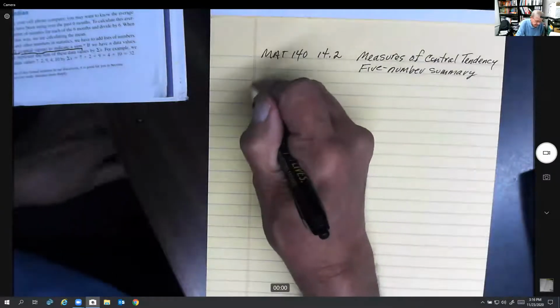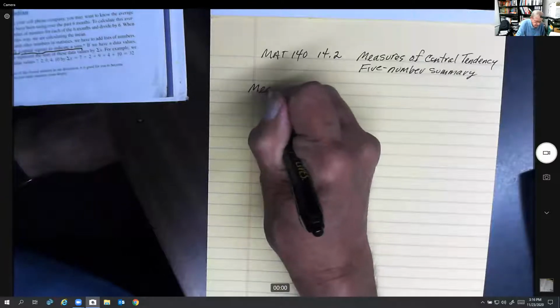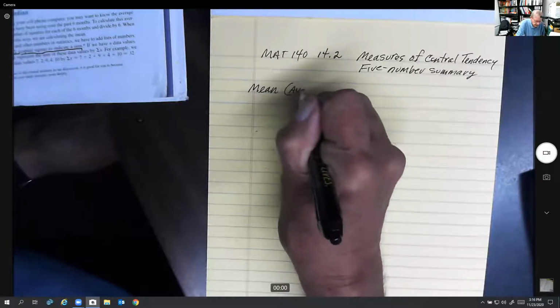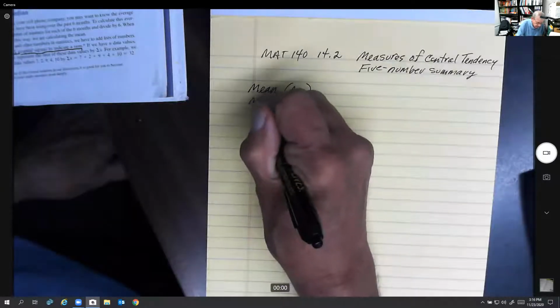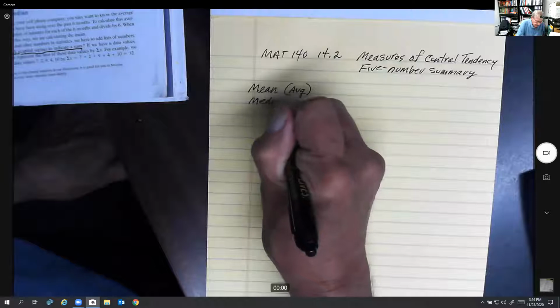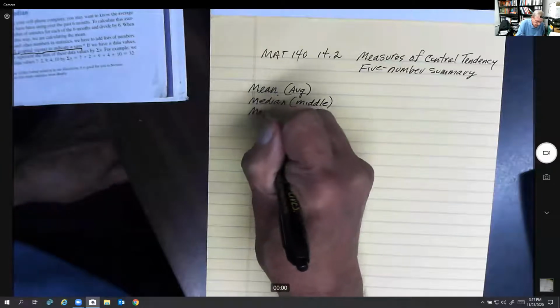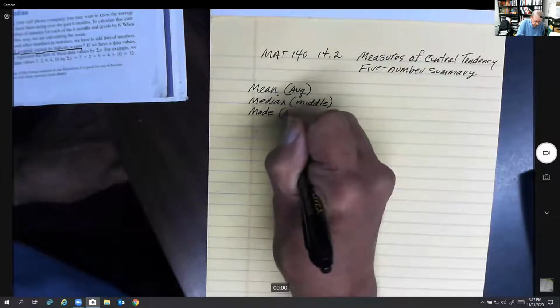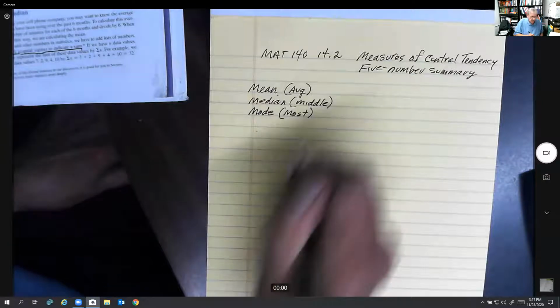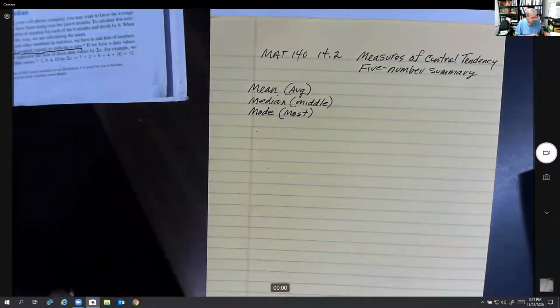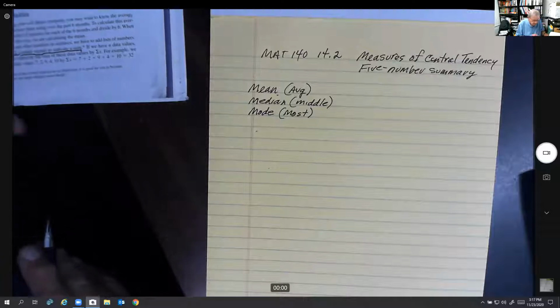The measures of central tendency are the mean, which is the average of the numbers. Average of the numbers means that we add up the numbers and then we divide by how many numbers there were. Then we're going to talk about the median, which is the middle number. And then the mode, and the mode is the number that happens the most. So you got the mean, the median, and the mode.